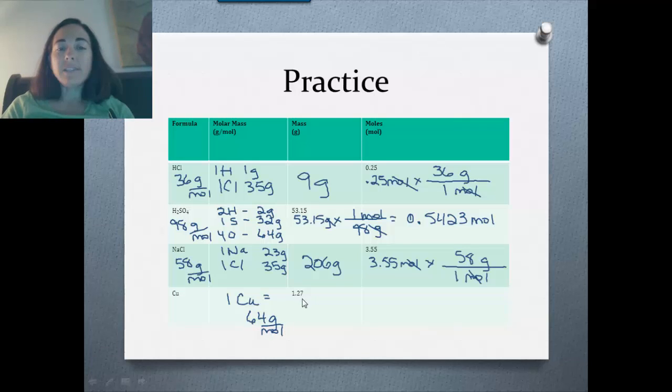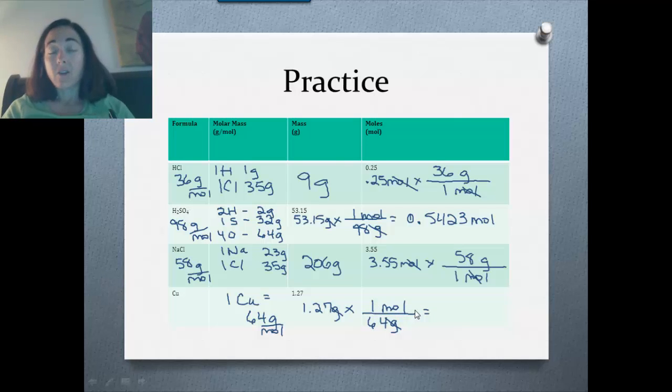Okay, so in this example, I'm given 1.27 grams of copper, and I need to figure out how many moles of copper that is. So let's put that 64 grams down on the bottom, because I know grams here has to cancel with grams below. I'm going to put 1 mole on top. We're just using that molar mass again as our conversion. But this time I'm going to need to divide.